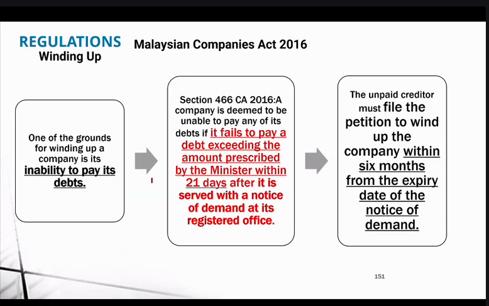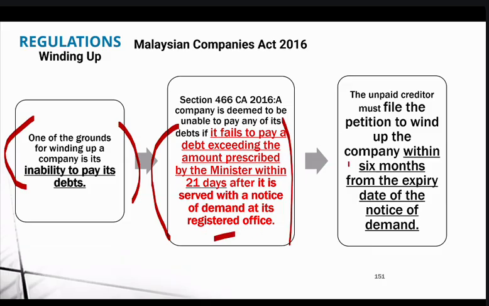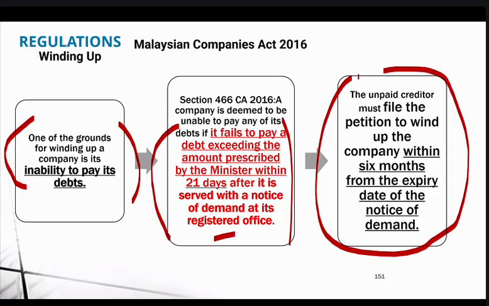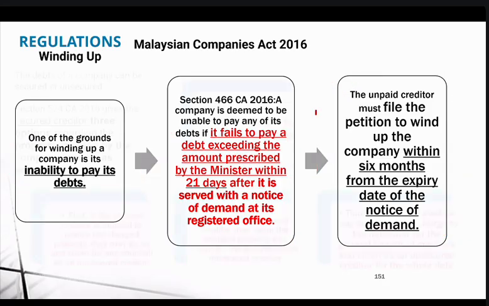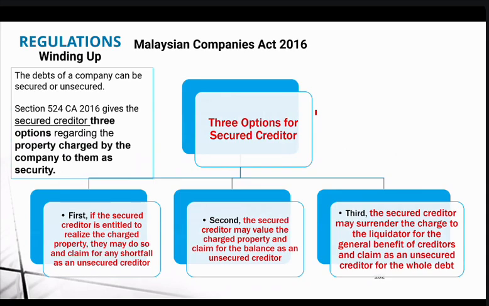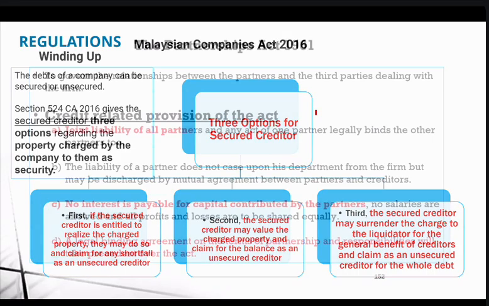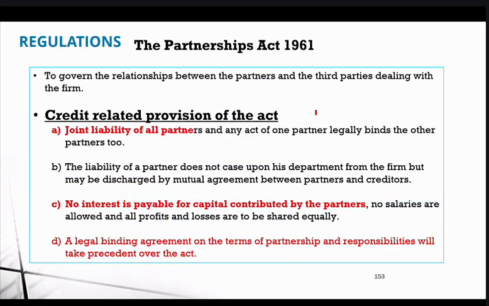So this is when you want to sue a company to wind them up. You submit the notice of demand, and after 21 days, if they didn't follow, you can wind up the company within 6 months from the expiry date of the notice of demand. This one they won't test in the exam, so we can skip that. Now, the one I explained just now are the rules for companies. This next slide is rules for partnership.